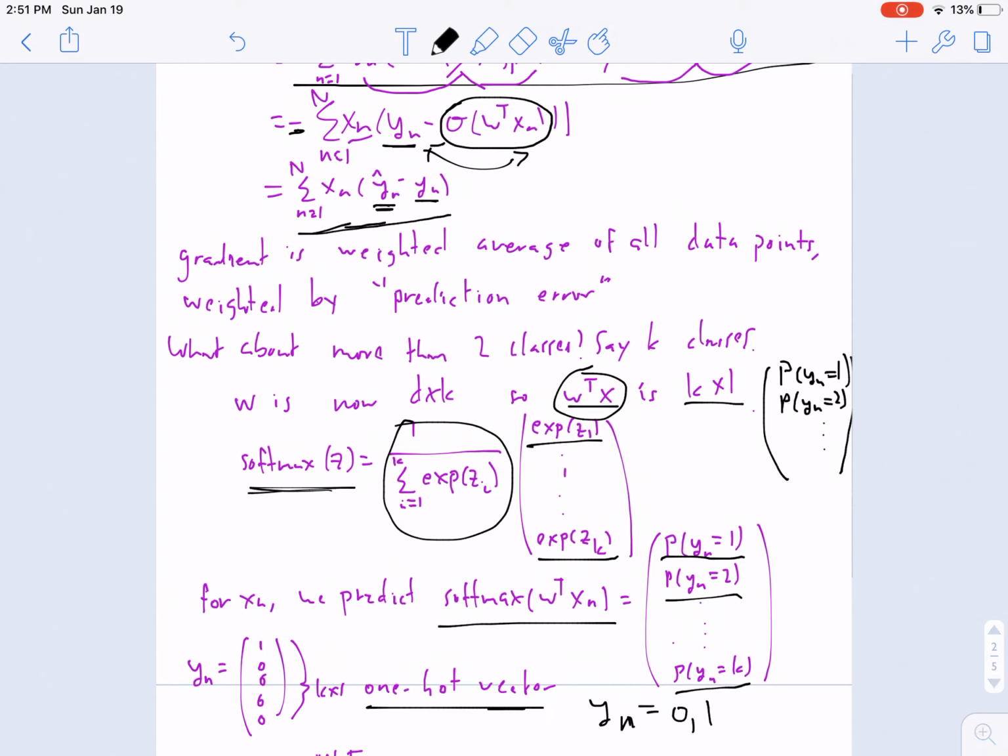So y will be a k by 1 vector. If y is in class i, because we're given our training data, so we know what class it actually is in, then the ith value will be 1, and everything else will be a 0. So it'll just have a 1 in the element of the category it belongs to.